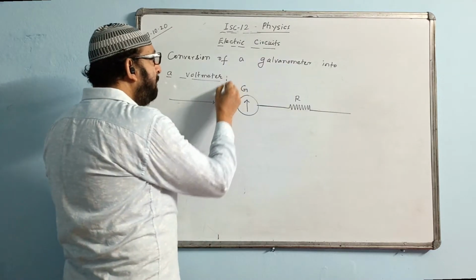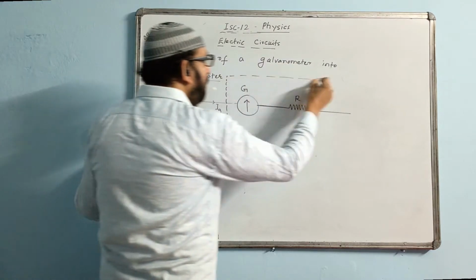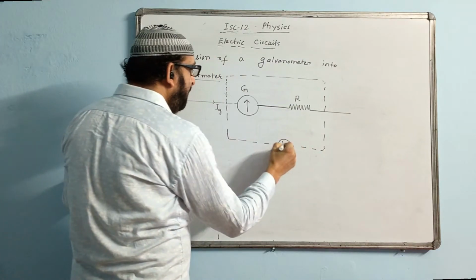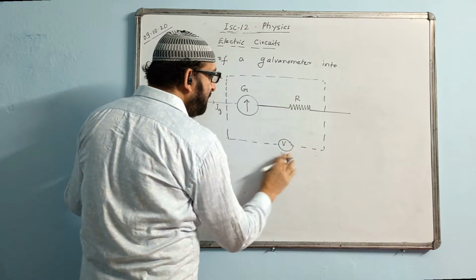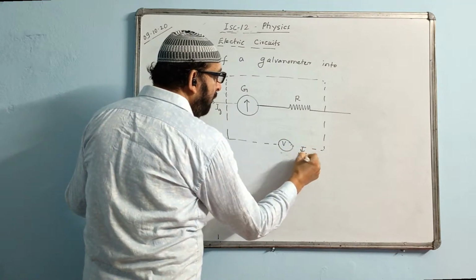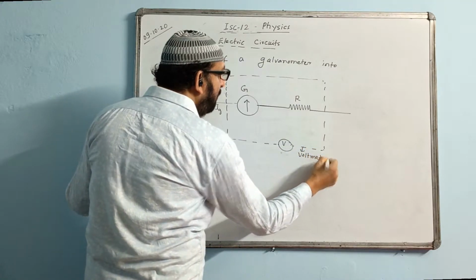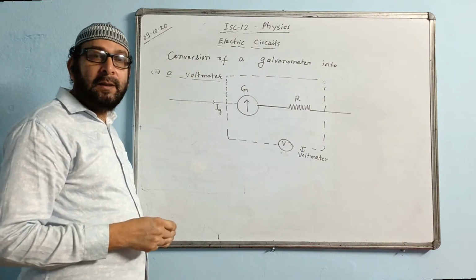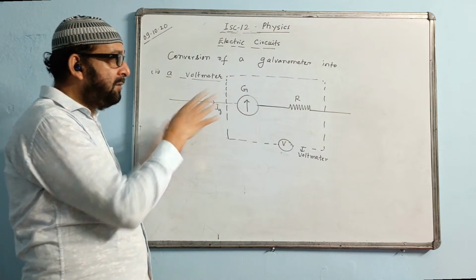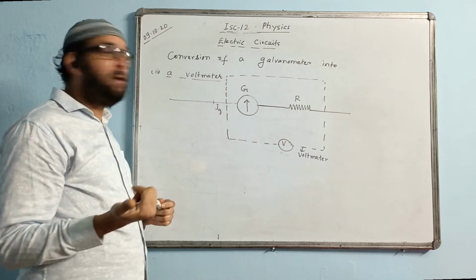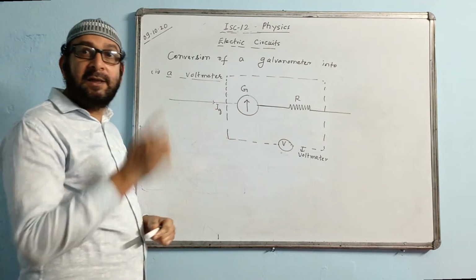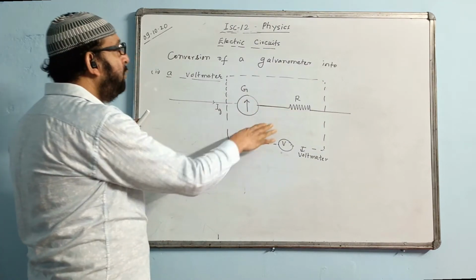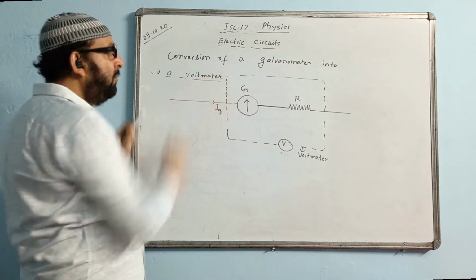Now the entire setup will be behaving as a voltmeter. Here we will be writing V, voltmeter. This circuit will behave as a voltmeter. This is how exactly we make a voltmeter and an ammeter on the basis of these two principles. Over there we use a shunt and here we are using a high resistance in series. A high resistance in series with the galvanometer is used to change a galvanometer into a voltmeter.